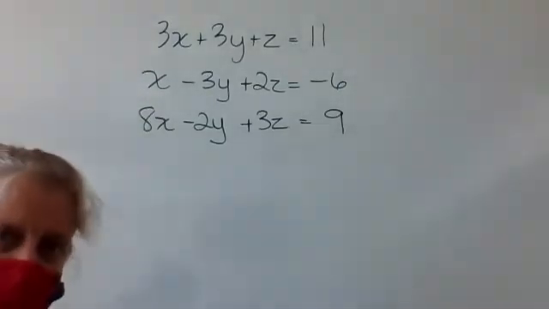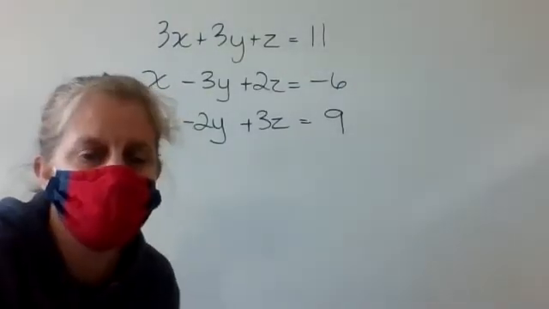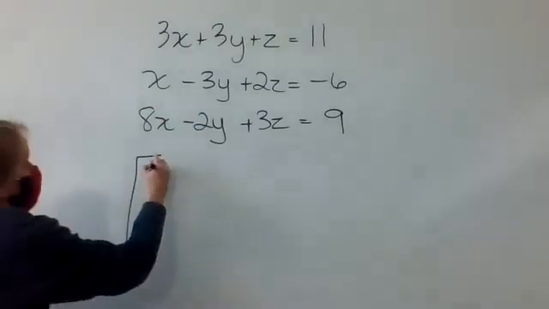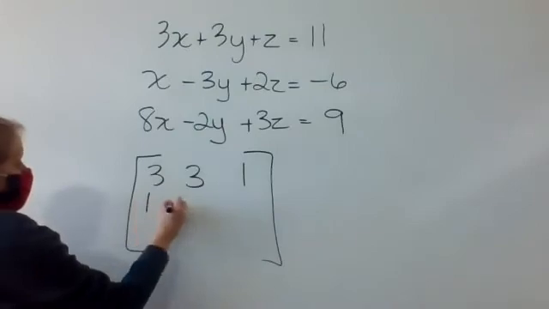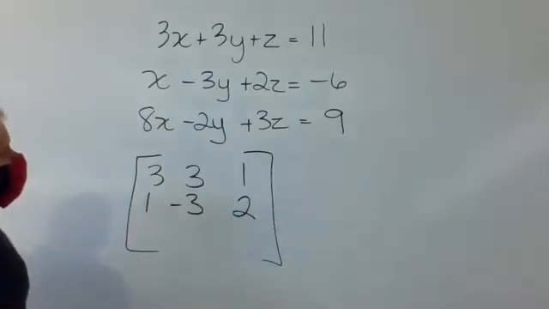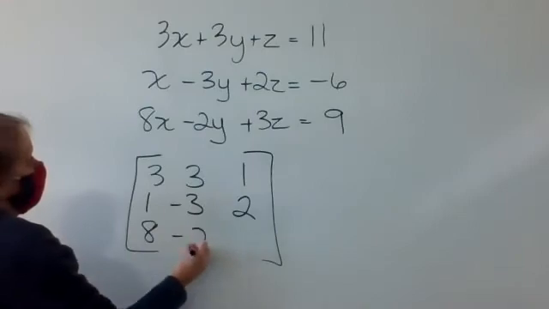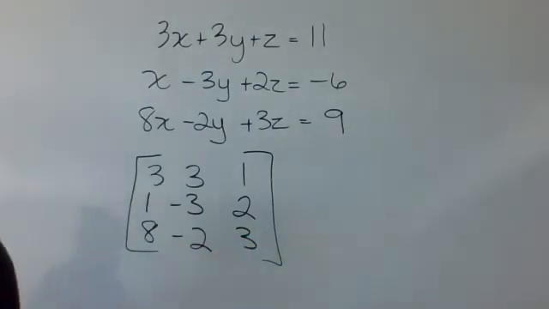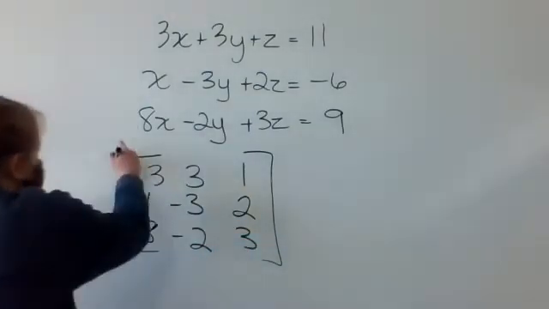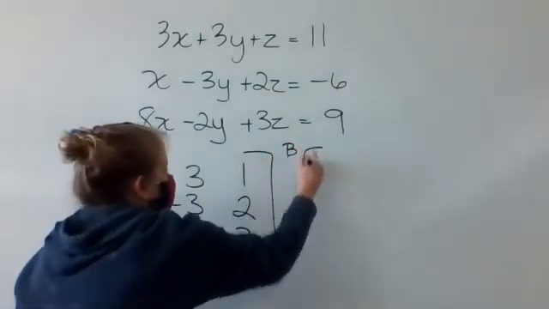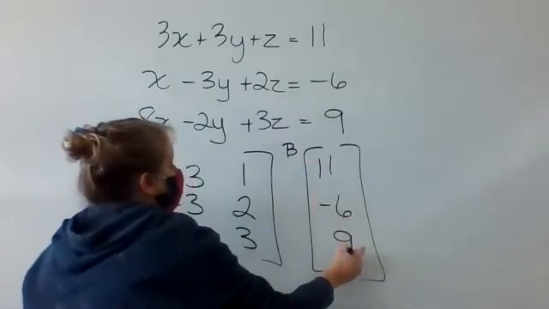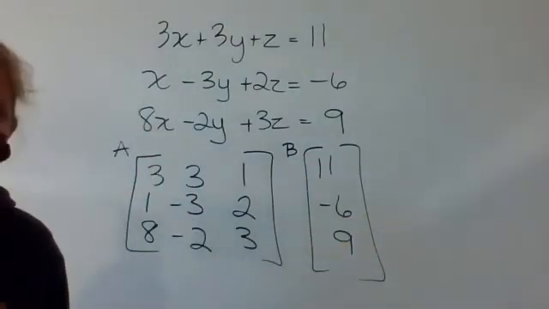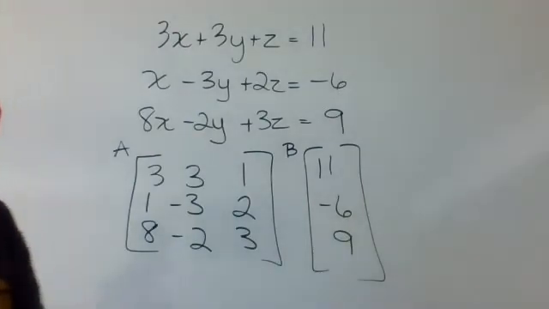Okay, so make your matrices off of that, and I will. Matrix A will be 3, 3, 1, 1, negative 3, 2, and 8, negative 2, 3. Here's A. B will be 11, negative 6, and 9. So let's put these in.